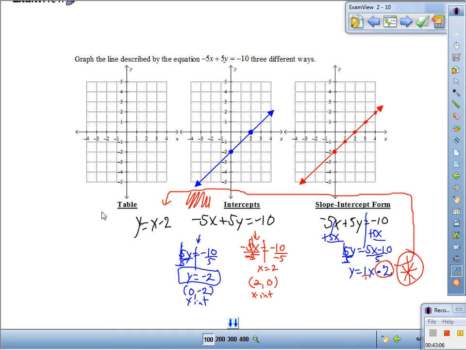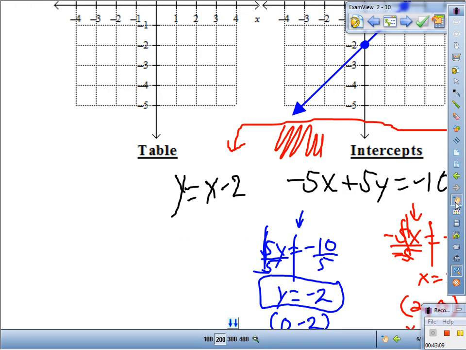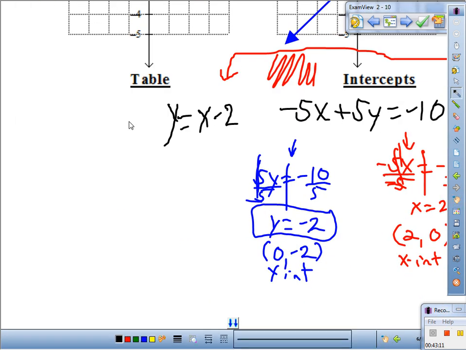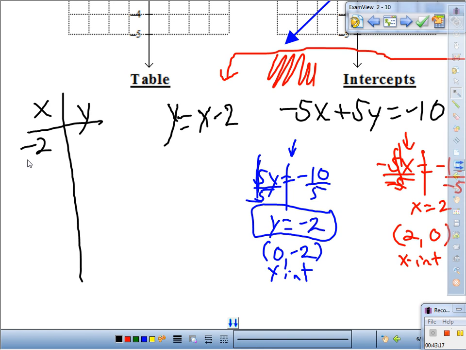Okay, now I'm going to zoom in over here where it says table. I wrote my equation. That means I'm going to make a table here. X, y, and we got negative 2, negative 1, 0, 1, 2.